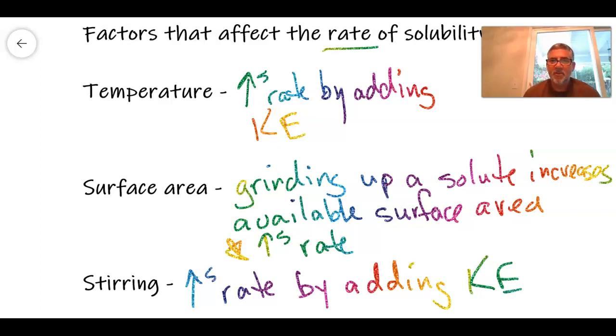If I had a gas solute, temperature would decrease the rate because gas would be leaving. Surface area wouldn't matter because the molecules aren't touching, and stirring would decrease. So gases are opposite. All right, so pretty quick this time, and then I'll talk to you soon.